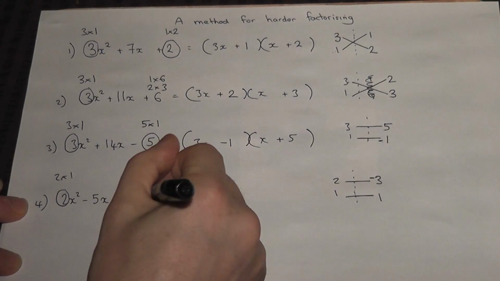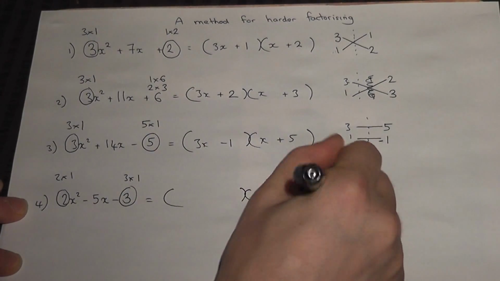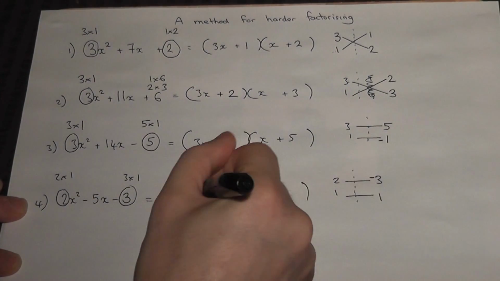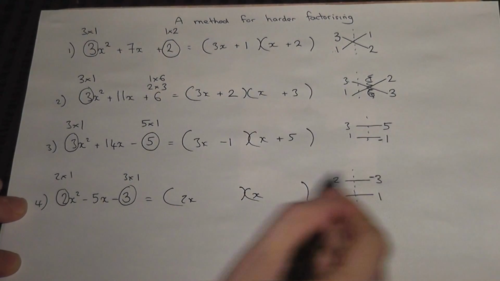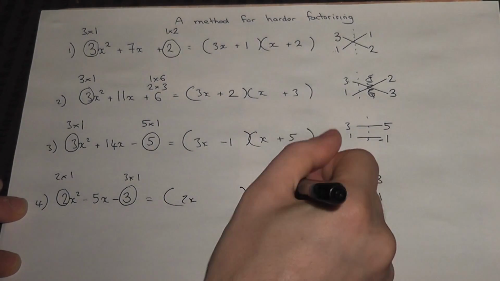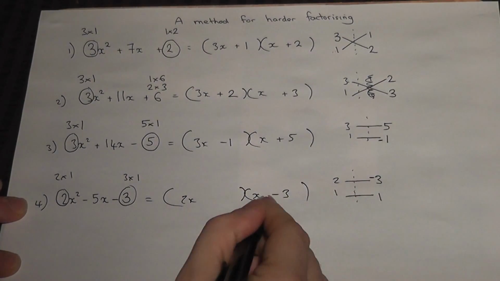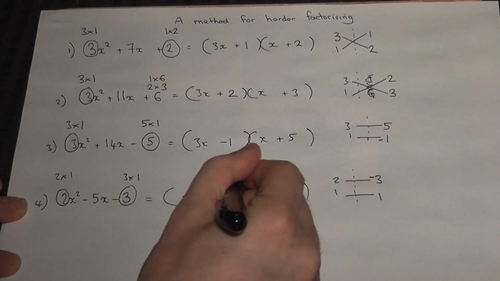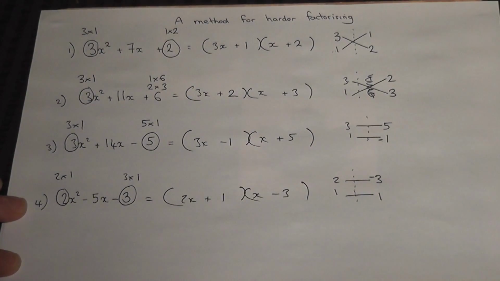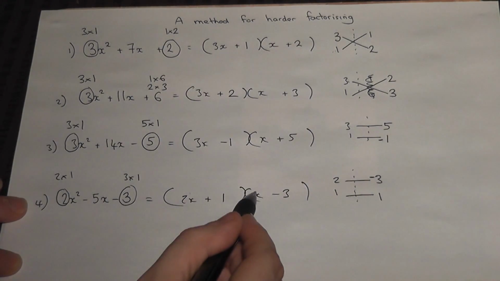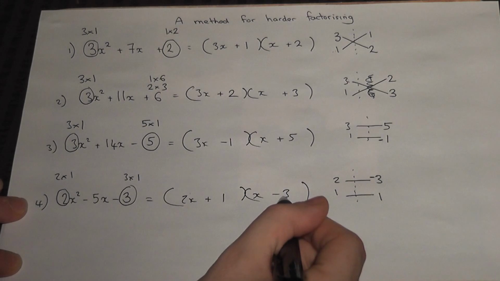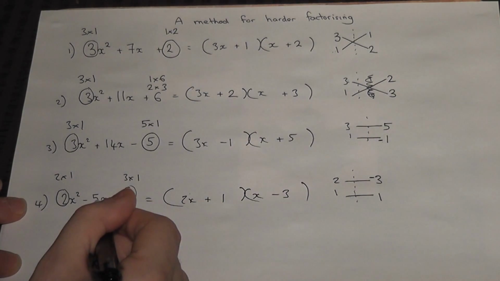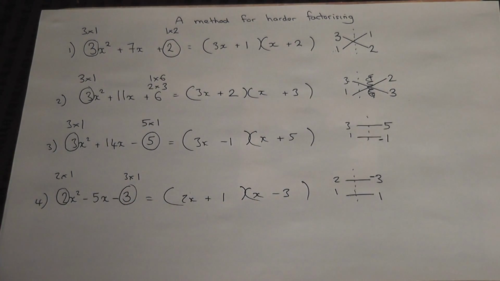So if I produce the two brackets, the factorising, 2x and x, the 2x goes with a negative 3, the x goes with a 1, and again 2x squared, a minus 3, but a 1x, take away a 6x is a minus 5x. So that has now been factorised.